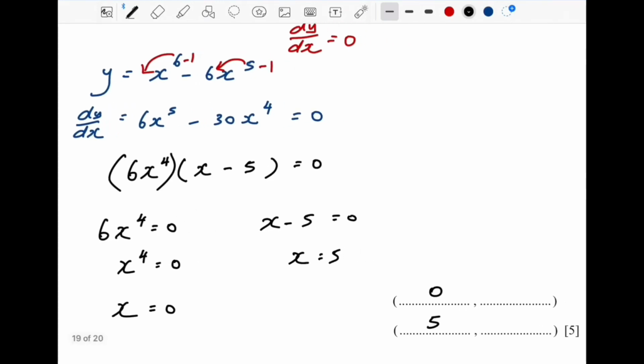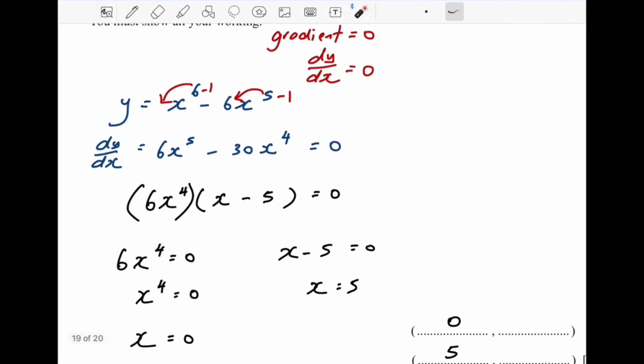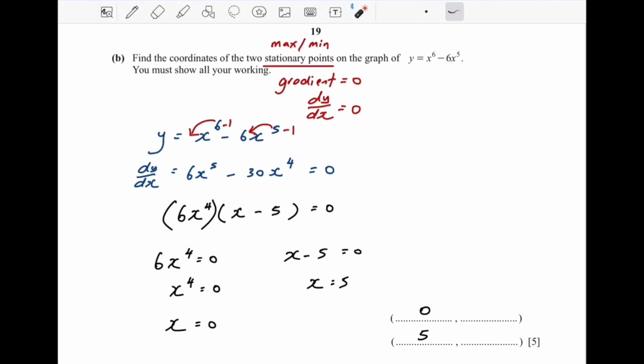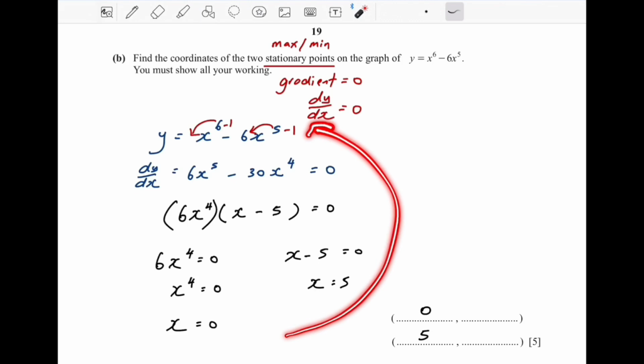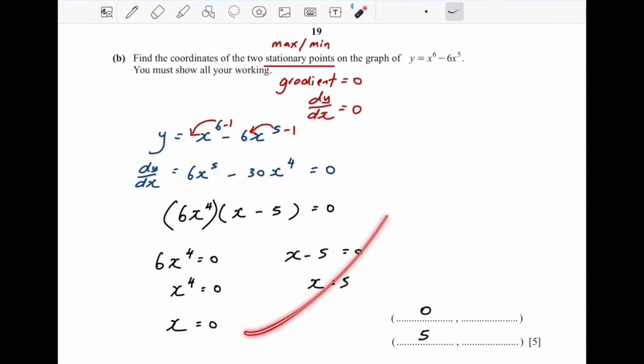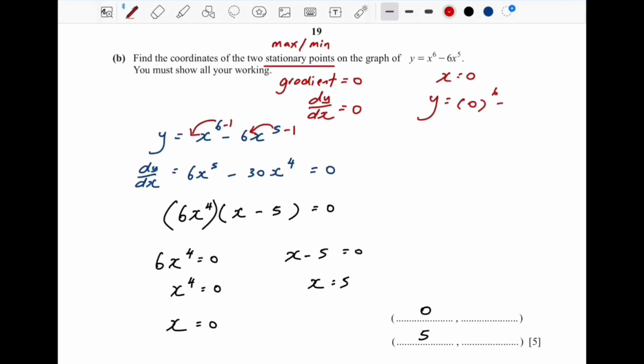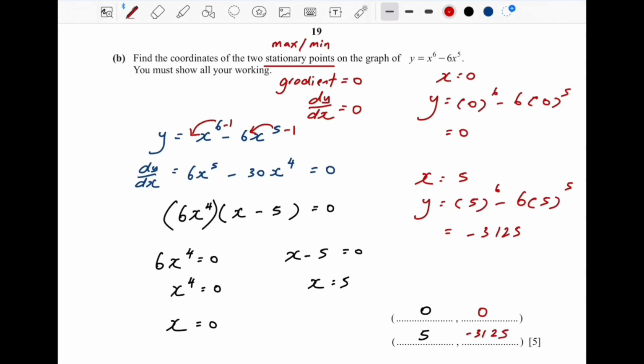That's for x. Then you have to find the y value. So you need to put 0 and 5 back into which equation? Do we put it back into dy/dx or do we put it back into y? y equation, no careless mistake. So y equals, when x equals 0, y equals 0. When x equals 5, all right, that's it.